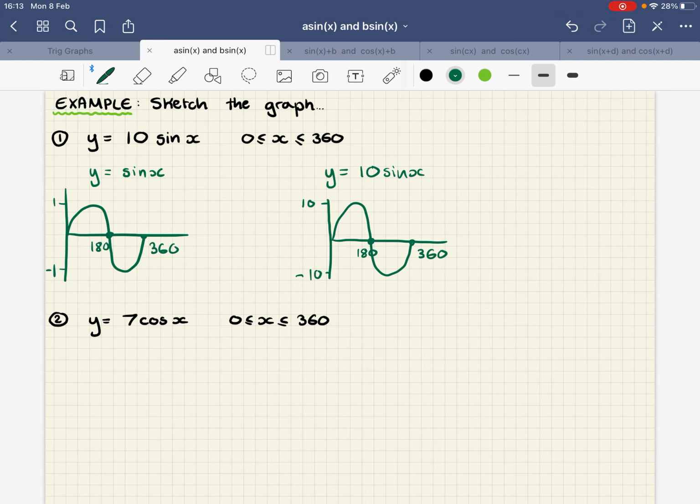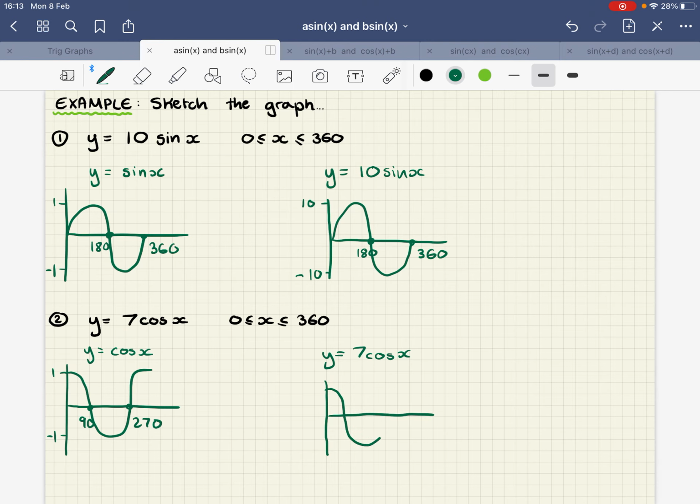So same idea for this next one. Sketching my cos wave, I think of cos, I'm happy. So I've got the 1, the minus 1, and it passes through at 90 and 270. So that's my y equals cos x. So now sketching my y equals 7 cos x. The shape's the exact same, and I've got 90, 270, except my amplitude has now gone from 1 to 7. So that's going to be 7 at the top and minus 7 at the bottom.